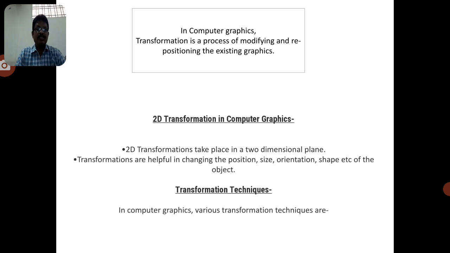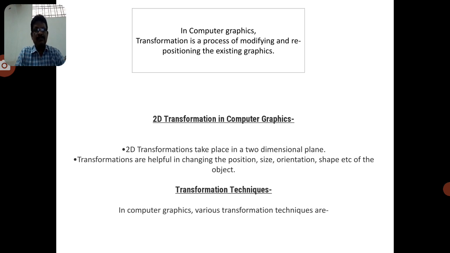Transformation is the process of modifying and repositioning existing graphics. So from this chapter onwards, we are going to modify existing computer graphics objects. That means we have already created some objects like a line, circle, ellipse or polygon, and now we are going to apply some modifications on that existing graphics. That is the transformation.